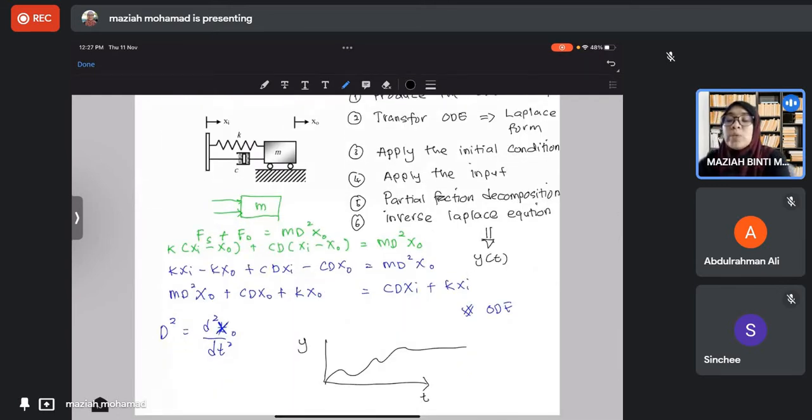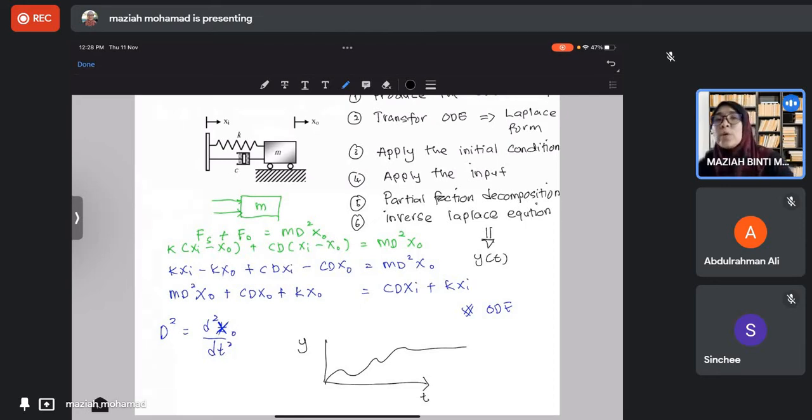Once we get the ODE, there comes step number 2, which is to transform the ODE into Laplace form. This is the step number 2 that we're going to learn after this. You already learned about Laplace form in calculus, in the ODE course in mathematics, so you already learned how to convert from ODE into Laplace form. I'm not going to repeat it in detail. I just want to show how to use the Laplace form for control application.